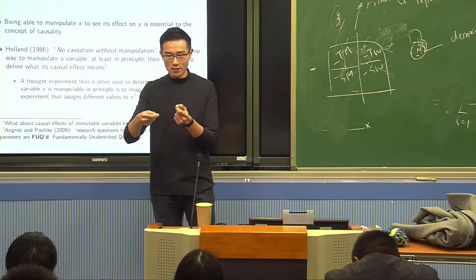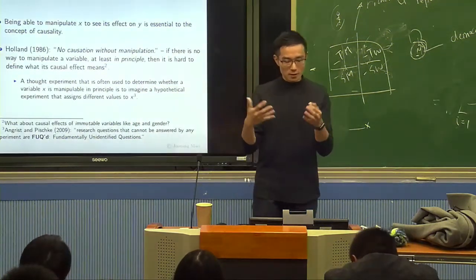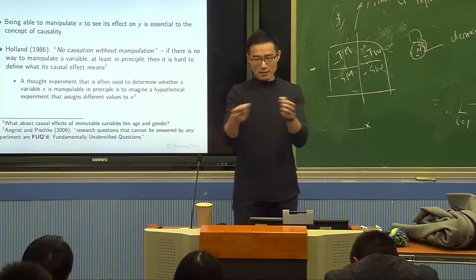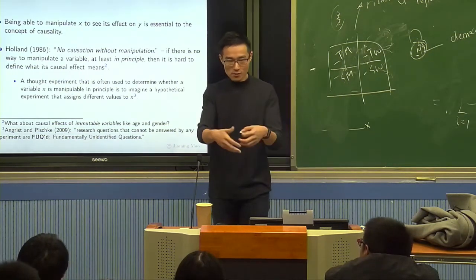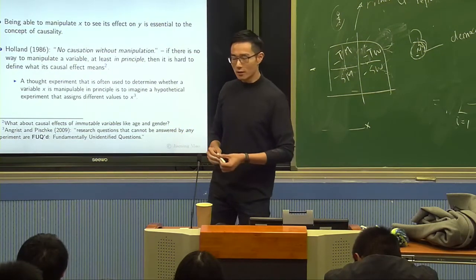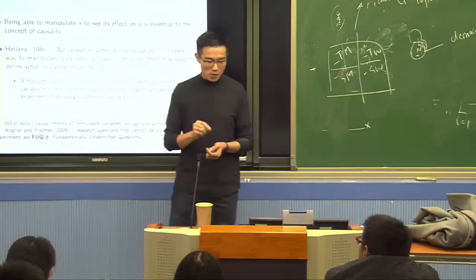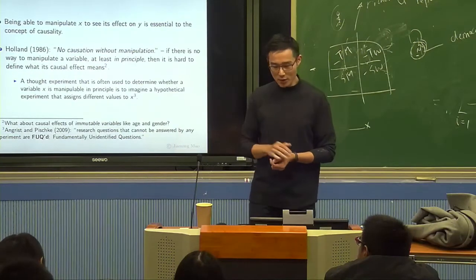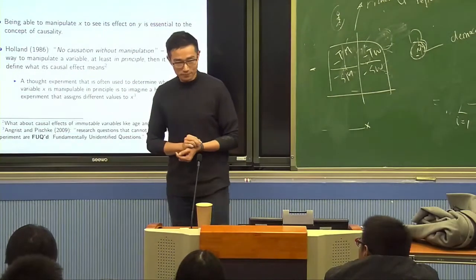This is the point of Holland, who said the whole point of X having a causal effect on Y is that we can change the value of X, and then it has an effect on Y. But if it's impossible, even in theory, to change the value of X, then what does the causal effect mean? Many people use this point to argue that many of the research questions we ask in our studies do not actually make a lot of sense.